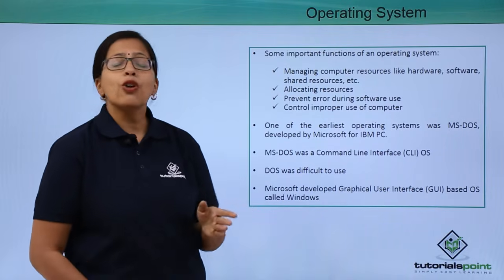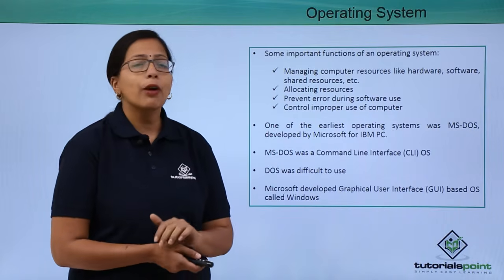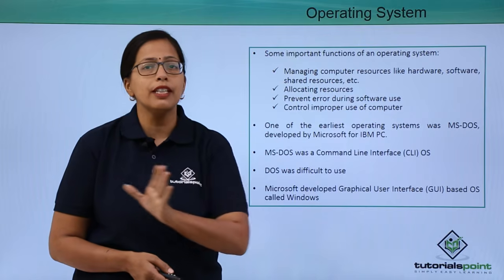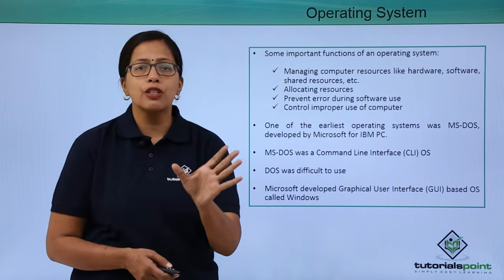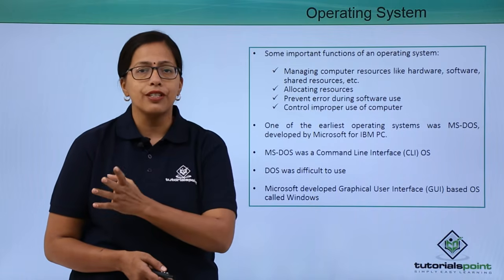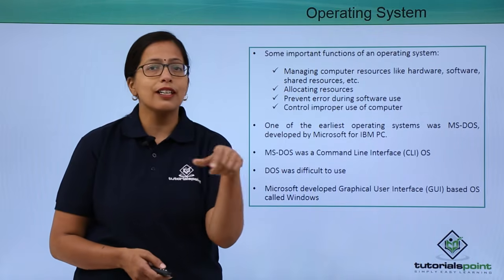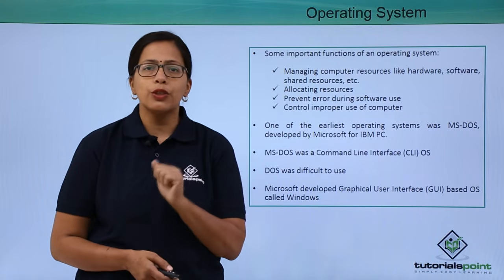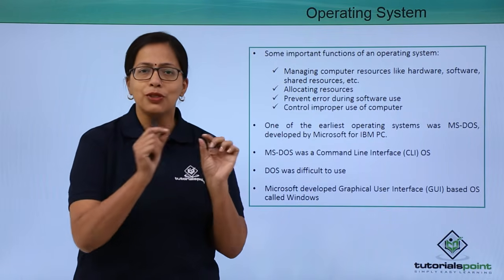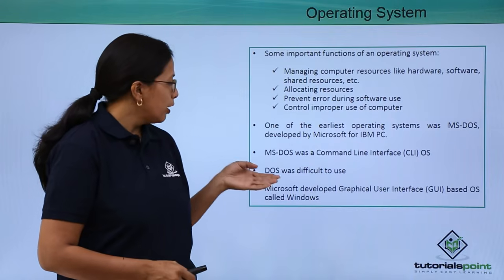One of the earliest operating systems was MS-DOS. It was introduced by Microsoft for the IBM PC. IBM was the first company to introduce a PC and Microsoft had the first OS, which was MS-DOS. It was a command line interface. I'm sure most of you have used computers where you can see icons, you can click and the software that you want to open will open. But MS-DOS did not have any icons, you just had to type the commands and then that software would open.